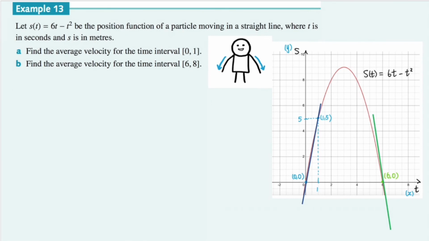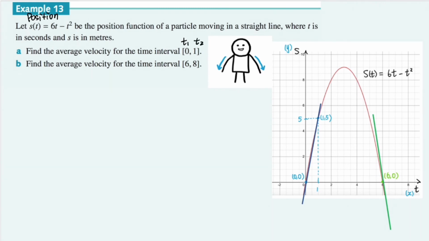Okay, so here's a question. Let s of t equals 6t minus t squared be the position function of a particle moving in a straight line where t is in seconds and s in meters. So s clearly is the position and t is the time. In question A, we want to find the average velocity for the time interval 0 to 1. So time interval means t1 is 0 and t2 is 1.